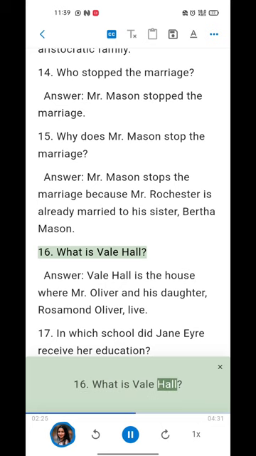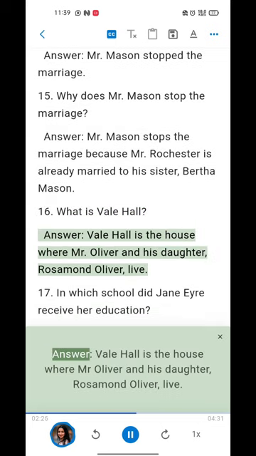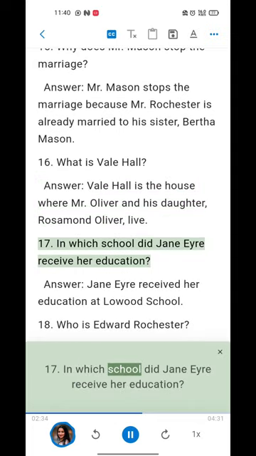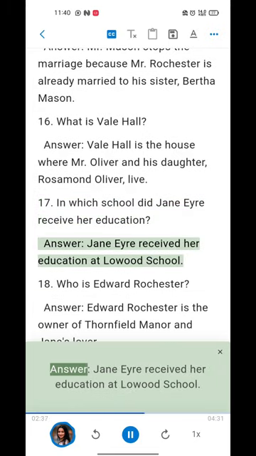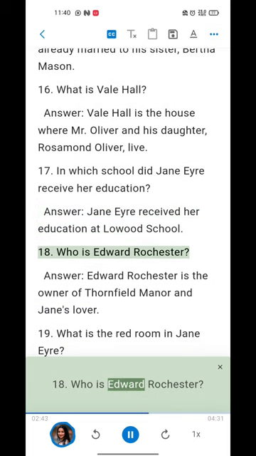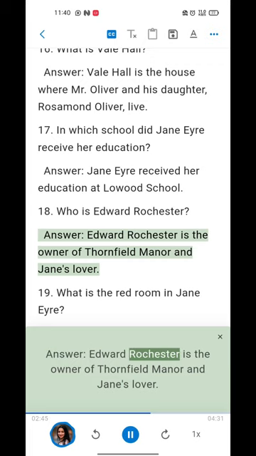16. What is Vale Hall? Answer. Vale Hall is the house where Mr. Oliver and his daughter, Rosamond Oliver, live. 17. In which school did Jane Eyre receive her education? Answer. Jane Eyre received her education at Lowood School. 18. Who is Edward Rochester? Answer. Edward Rochester is the owner of Thornfield Manor and Jane's lover.